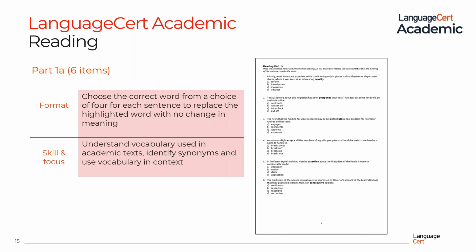Part 1A asks candidates to choose the correct word from a choice of 4 for each sentence. They need to replace the highlighted word with no change in meaning. This first part of the reading component aims to measure their ability to understand vocabulary used in academic texts, identify synonyms, and use vocabulary in context.